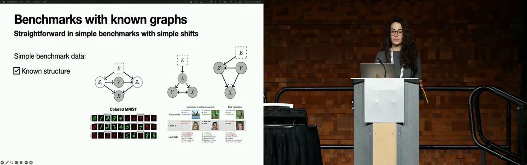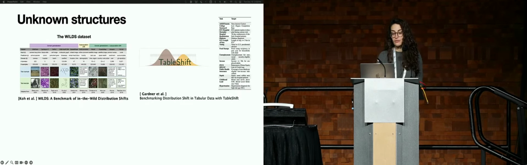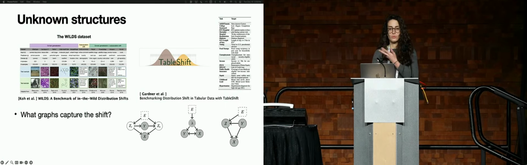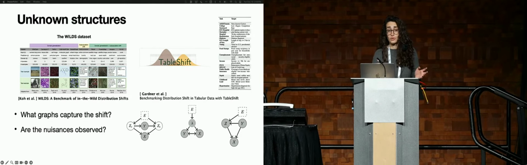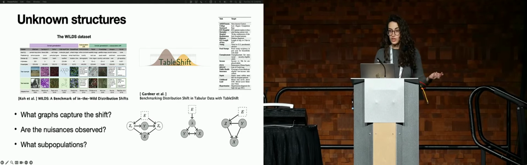The nice thing about these simple data sets is that they give us a known structure, but they are almost too simple to mimic real shifts that we might be interested in. On the flip side, if we use very complicated data sets, like some of the data sets in the Wilds collection or the TableShift collection, these are more complex, but the problem now becomes that we don't know what the graphs captured by these data sets are. For example, which of those graphs is implied by which data set, we don't know. Other things that we're not really sure about are the nuisances observed and which subpopulation shifts are allowable within these benchmarks.